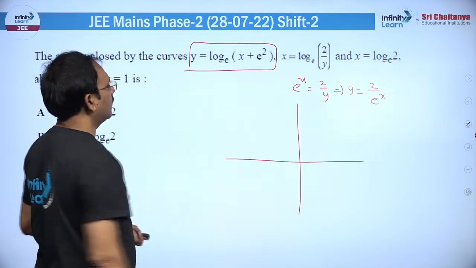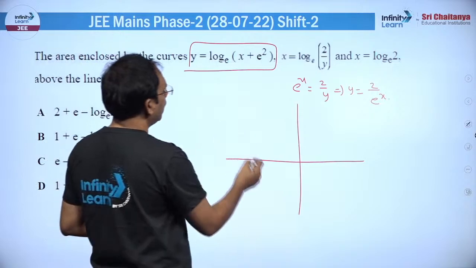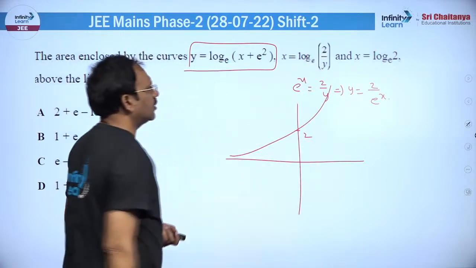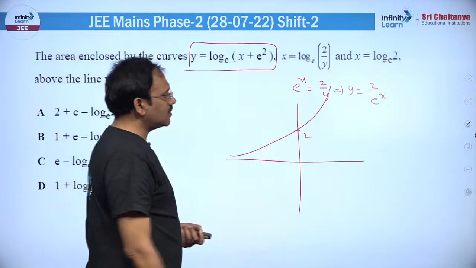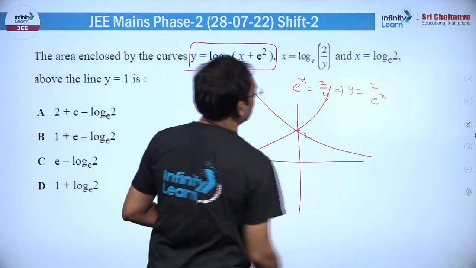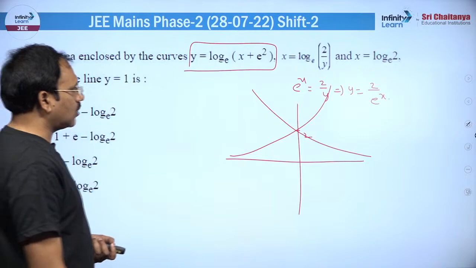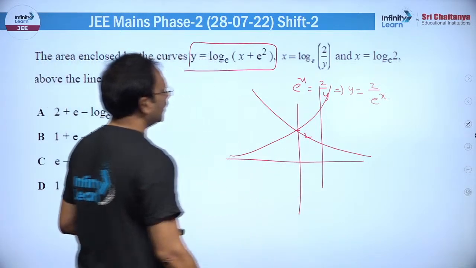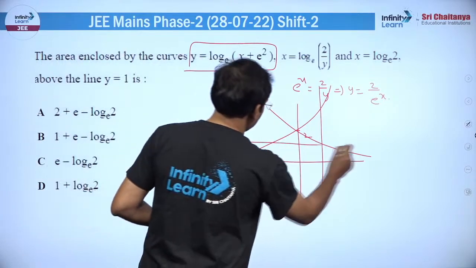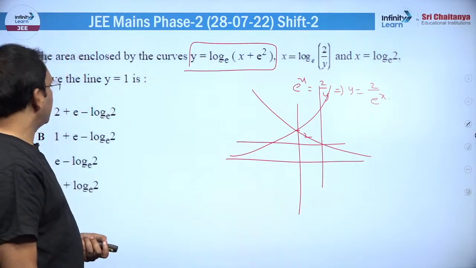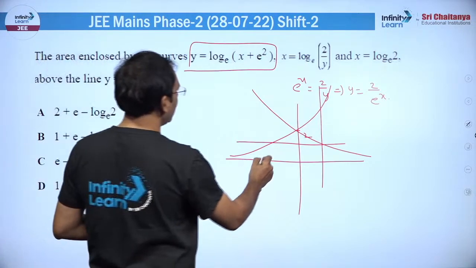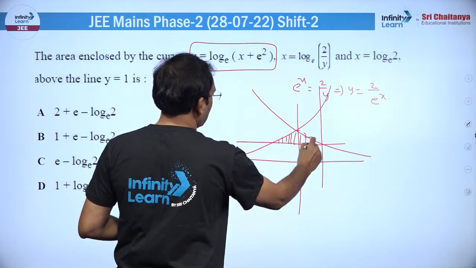How to draw this particular curve? Log of x plus e square means when x is 0, the answer is 2, and like the log x curve, it is going to be an increasing function, whereas y is equal to 2 by e power x means when x is 0, 2 e power 0 is 1, it is 2, but it is a decreasing function. Another one is x is equal to log 2, a vertical line, right, and he has given y is equal to 1 also, like this. So, friends, you will get a particular curve like this, the area enclosed between all these things. Yeah, how to find, my dear friends?